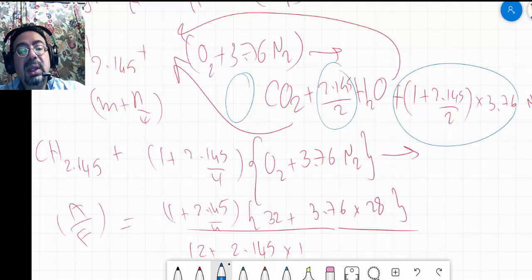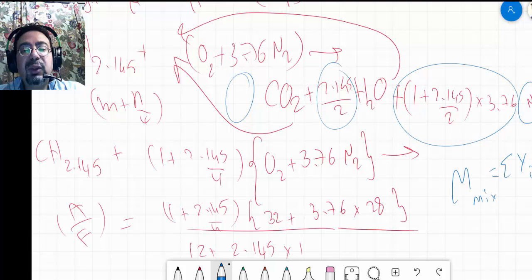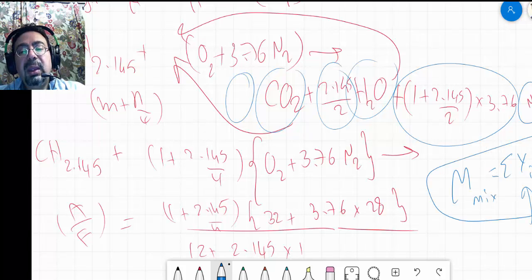And if you want the mole fraction, you divide each one of them by the total, right? And if you want to get the molecular weight of the mixture, we did this last time. M mixture is sigma yi mi, where this was the molecular weight of N2, the molecular weight of H2O, the molecular weight of CO2, multiplied by the mole fraction of each one of them. Okay, you'll be able to get the mixture molecular weight. This is for stoichiometric.